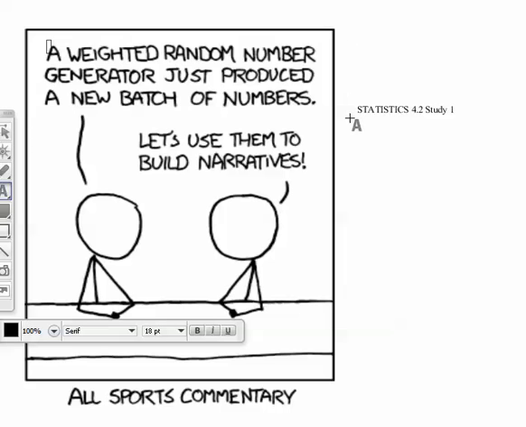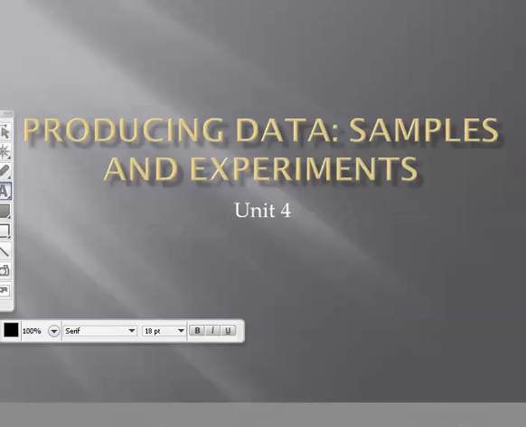I put this cartoon up here because I wanted to talk about it a little bit. It's got two characters talking, and one of them says, "A weighted random number generator just produced a new batch of numbers." The other one says, "Let's use them to build narratives." And this is basically how all sports commentary is put together. It's just seemingly like they use random number generators to actually do their work. What's a random number generator? We'll get to that a little bit later on, but I just wanted to make certain I put that cartoon up there because it does make a little bit of sense.